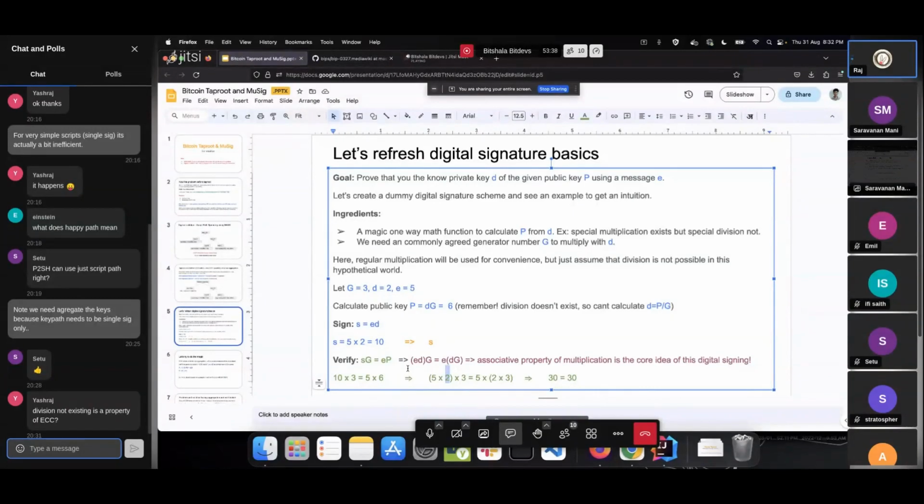So I am just guessing. If I guess any number other than 2, then this equation will not be satisfied. S times G will be equal to E times P, but my S will be something else. It was supposed to be 5 times 2, but because I'm guessing a random number, it will be something like 5 times 5. So I will give an S of 25, and the verifier will say, nah, that doesn't match up with the public key, the message, and the global point.